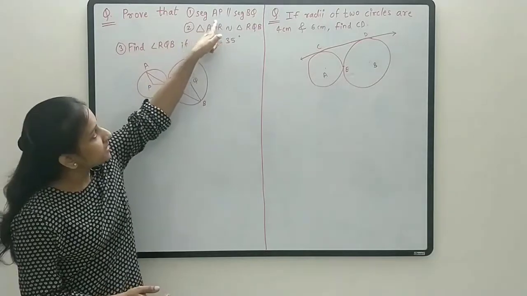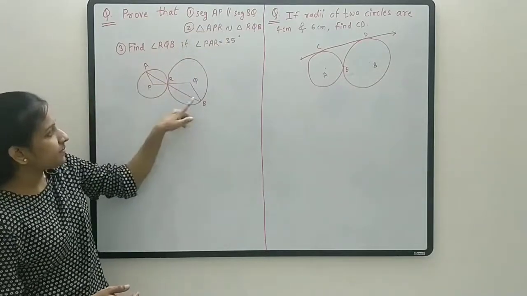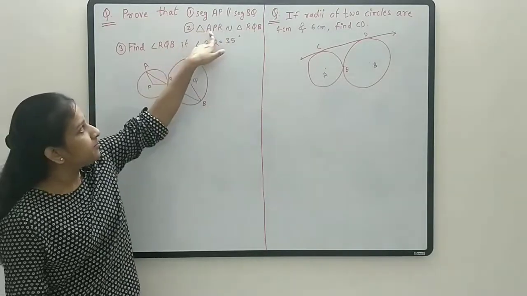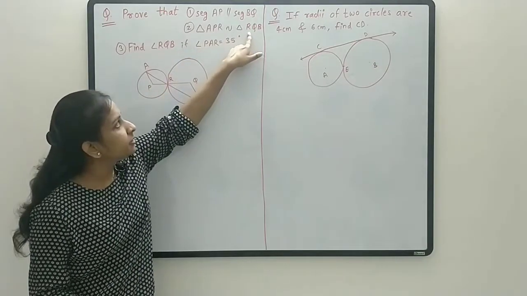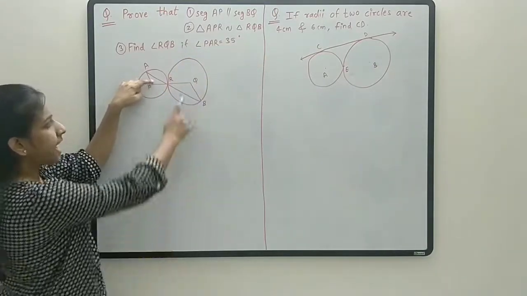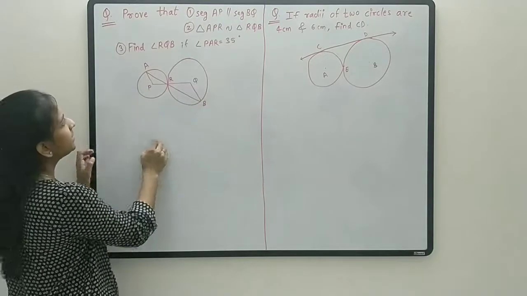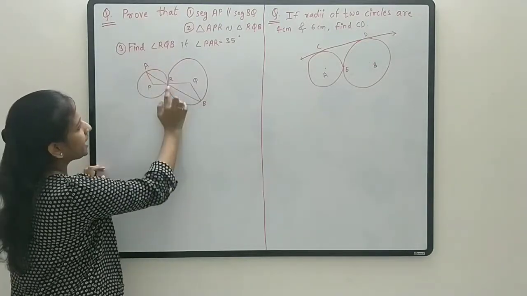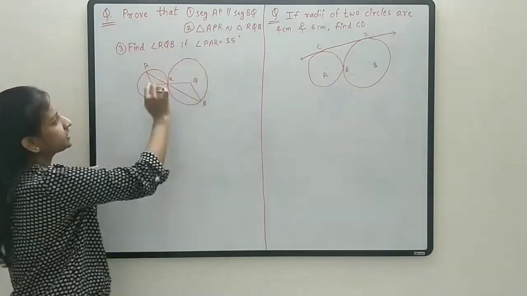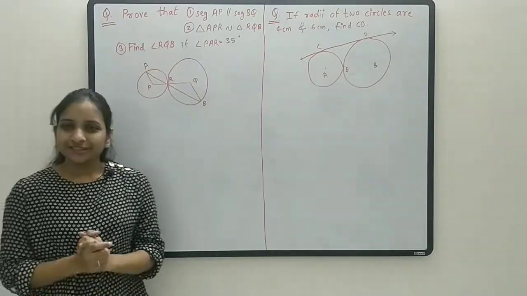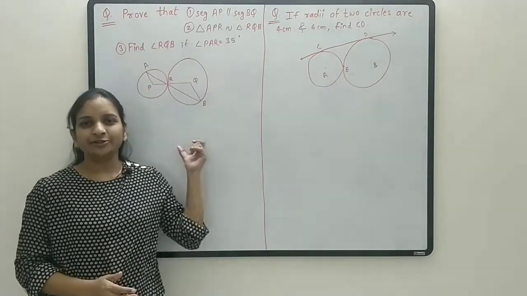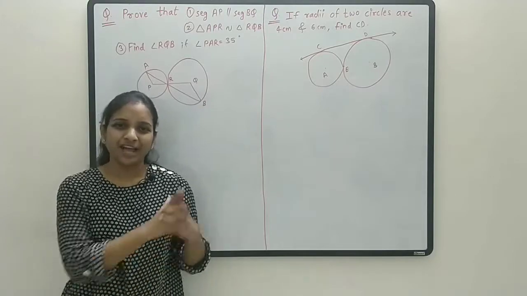Prove that AP is parallel to BQ. This is parallel to this. Triangle APR is similar to triangle RQB. These two triangles, we have to prove that they are similar, and then we have to find angle RQB if we know this angle PAR. Pause this video and take a screenshot. Try to solve this problem on your own. Then match your answers with mine.